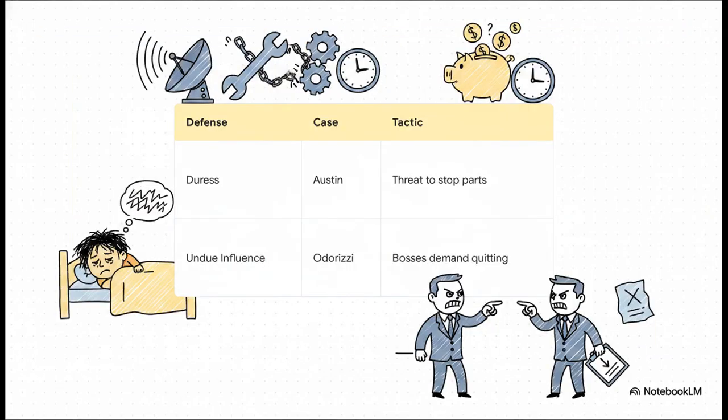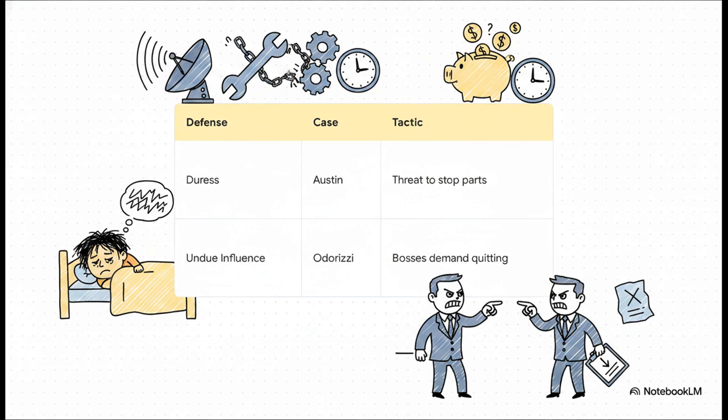A perfect textbook example of economic duress is the Austin Instrument case. A subcontractor essentially held a main contractor hostage, threatening to cut off vital radar parts right before a massive Navy deadline. Facing catastrophic penalties and zero backup suppliers, the main contractor had literally no choice but to swallow a massive, unjustified price hike. Pure economic duress.